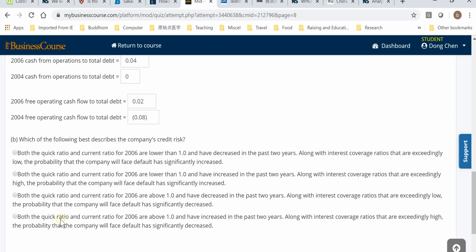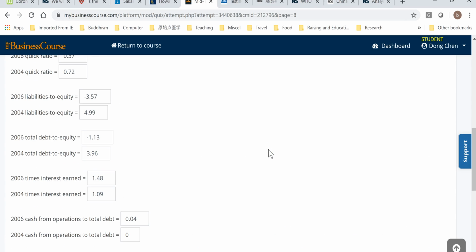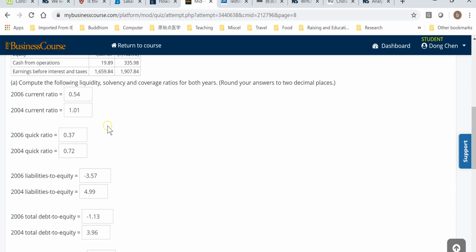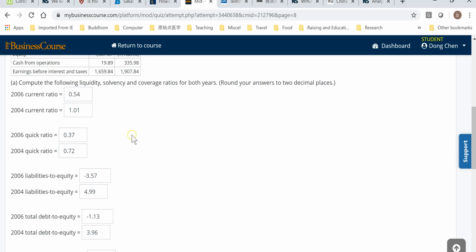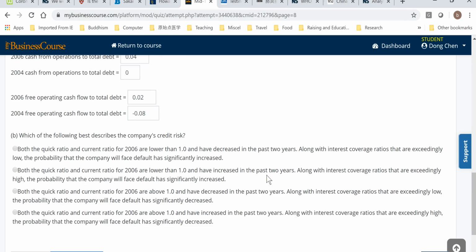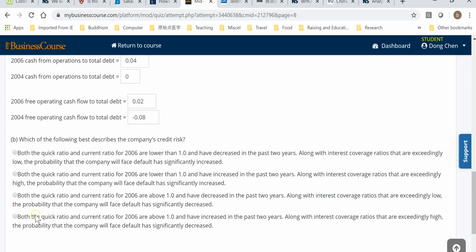And then we just look at all these four choices about quick ratios and current ratio. So we can go back and check the time pattern of these two ratios. The current ratio for 2006 is lower than the current ratio of 2004, and that's the same for the quick ratio. And the current ratio for 2006 is below 1, right? Both the quick ratio and the current ratio for 2006 are lower than 1, and by that we can rule out the last two choices. Only the first two choices say that these two ratios are lower than 1 for 2006 and have decreased in the past 2 years.